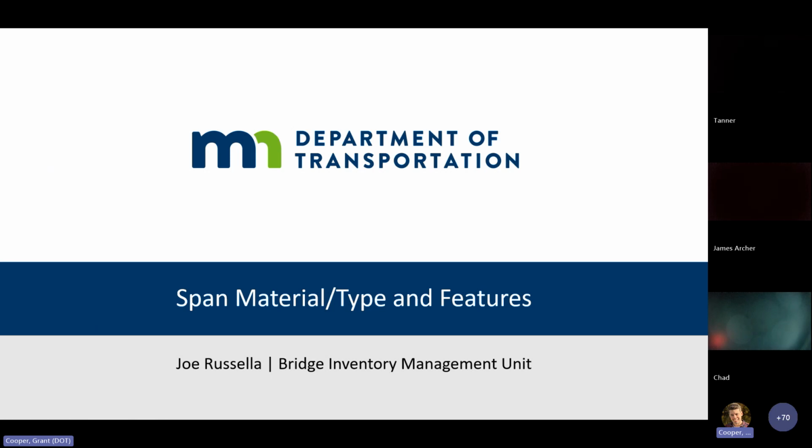Okay, hello everyone. So I'm going to go over 2 sections, span material and type, and features. These 2 sections will be populated for all our structures based on our current inventory. And so we're asking that you verify the accuracy of the data. And for features, we're asking that you add anything that may have been missed or that's not accounted for currently in our inventory.